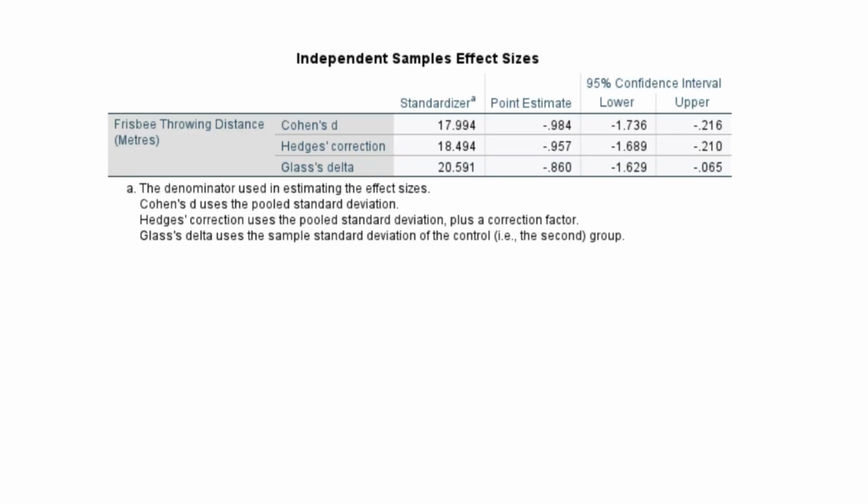Finally, let's review the independent samples effect sizes table. This table gives us Cohen's d, a measure of effect size. In other words, it tells us how large the difference between the groups is. We want to look at the value under point estimate. In our example, Cohen's d is minus 0.984. The negative sign just tells us the direction of the difference. In this case, it means that dog owners threw further than non-dog owners, but what matters for effect size is the number's size, not its sign.